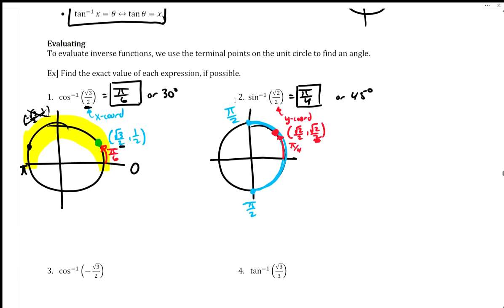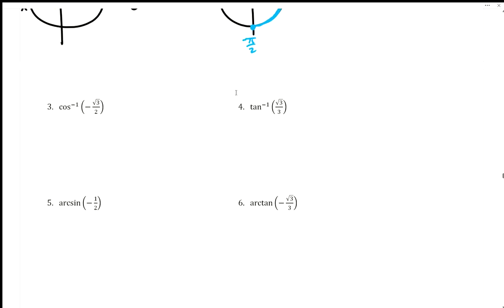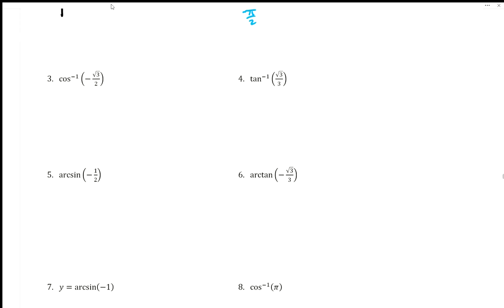Okay, so let's keep going. Let's do a handful of these on this problem. I've got 6 others. Again, you could pause and try them out on your own. Here we've got cosine inverse, and notice I'm drawing my little unit circle just like I would for regular trig.